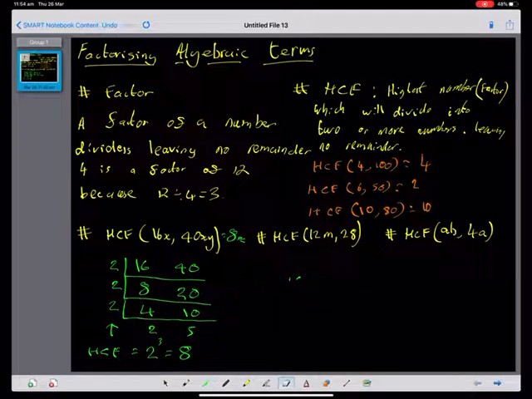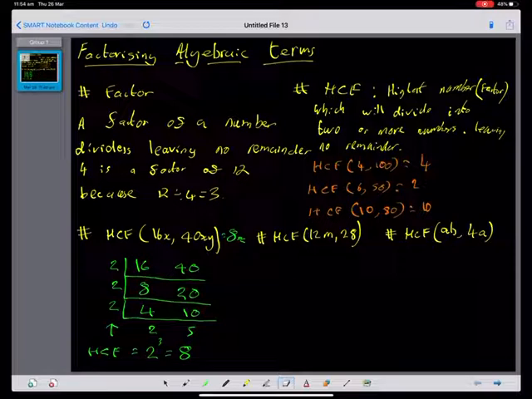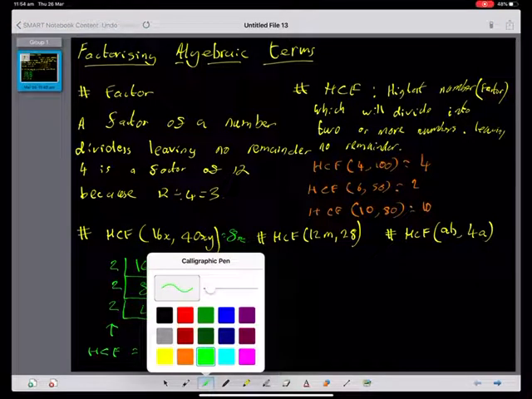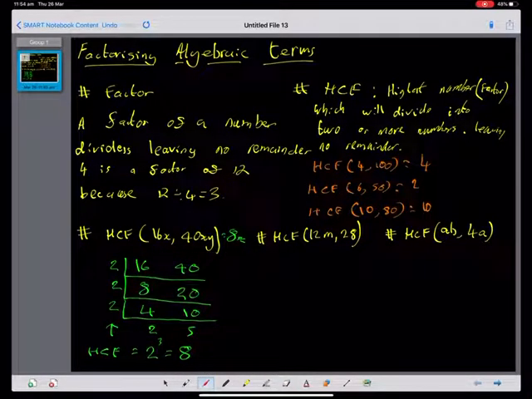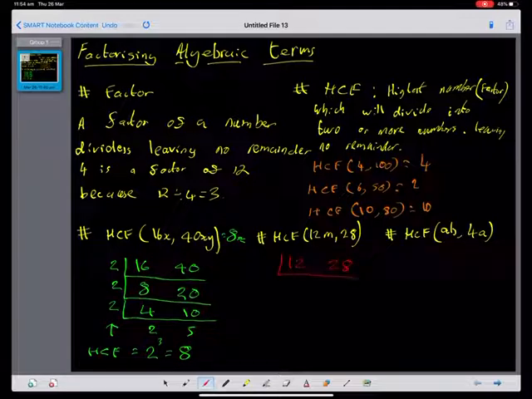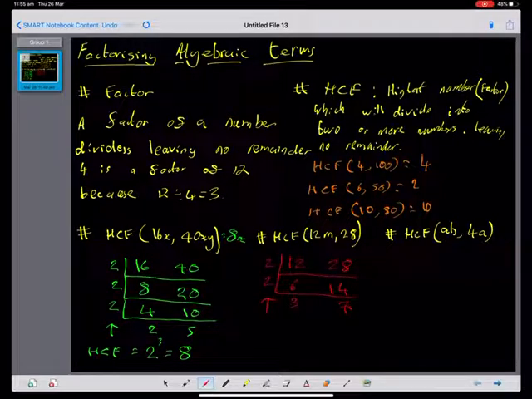Okay, pause the video and see if you can do the next 2 examples. Okay, so let's have a look. This time I'm going to work in red. So we have 12 and 28. We can divide by 2 to get 6 and 14. We can divide by 2 again to get 3 and 7. Okay, we stop because the highest number which we can divide into 3 and 7 is 1. So the highest common factor is 2 times 2, which is 4.